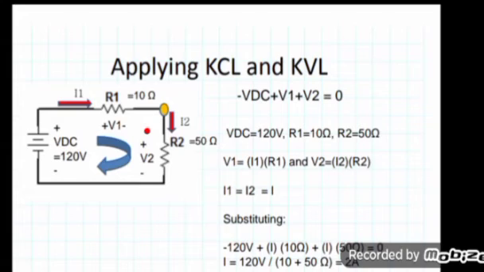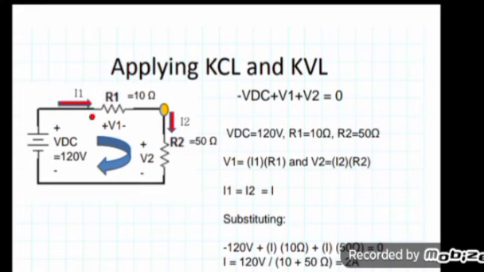If you want to find out the value of V1, the voltage drop across resistance R1, you just multiply the current flowing through the resistance with the resistance value. That is, multiply 2 ampere with 10 ohm, which is 20 volt, and multiply 2 ampere with 50 ohm, which is 100 volt. And KVL says that the sum of the voltages in a closed loop circuit is always equal to 0.